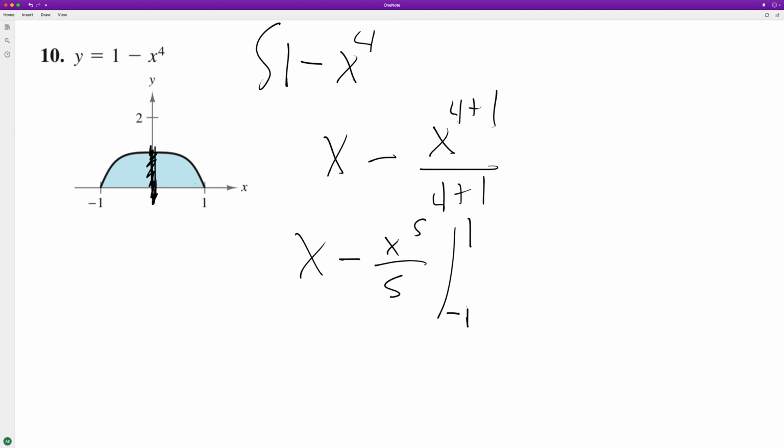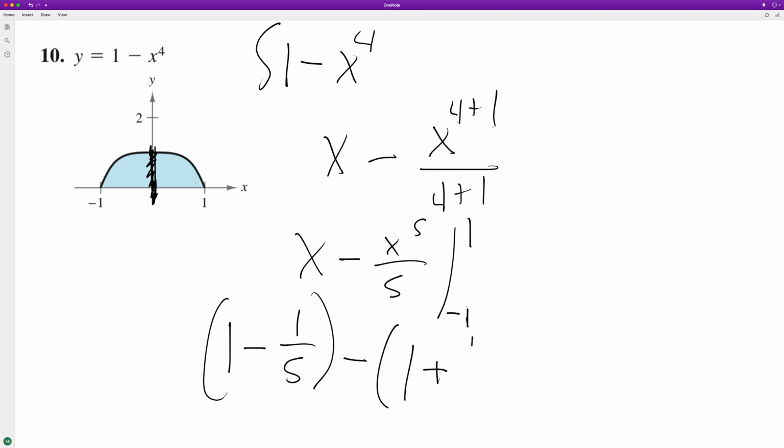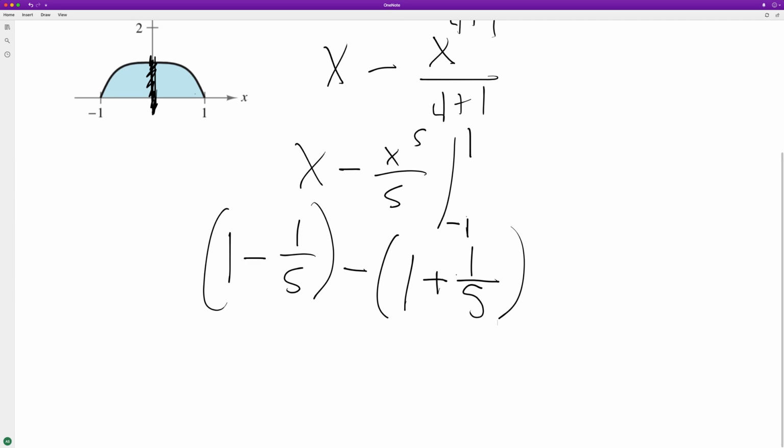But let's go ahead and test this. So going from -1 to 1, so 1 minus 1/5 minus 1 plus 1 over 5, because -1 to the fifth is -1, and then minus a -1/5 is positive 1/5. Yeah, okay, it's a problem.